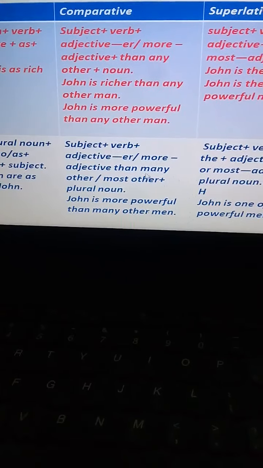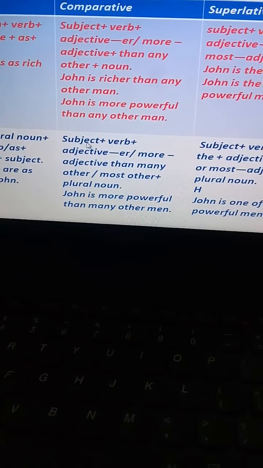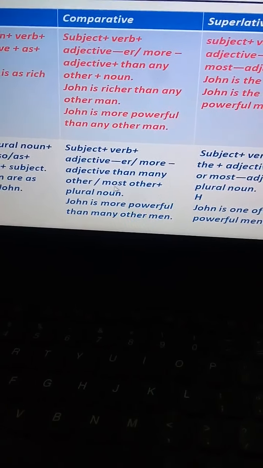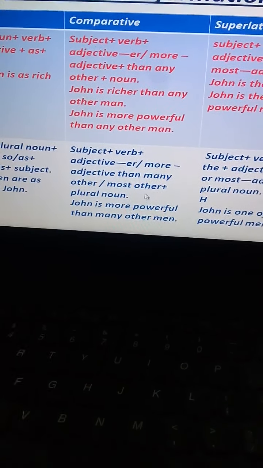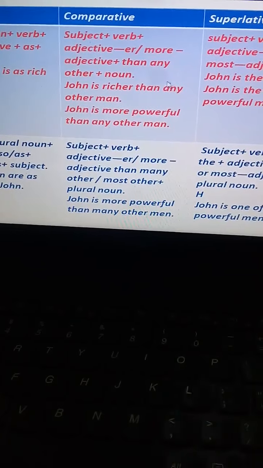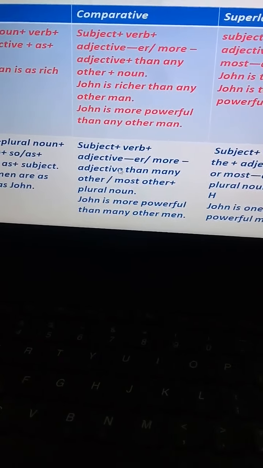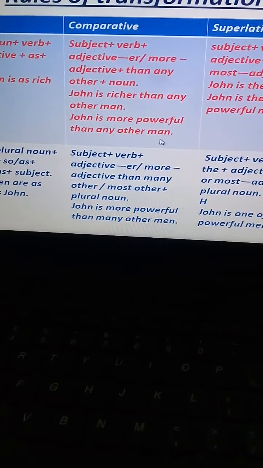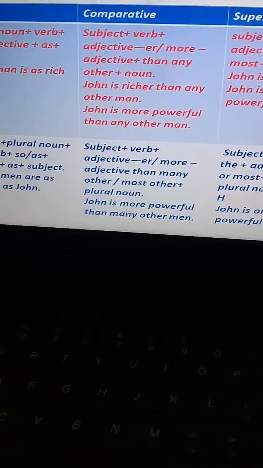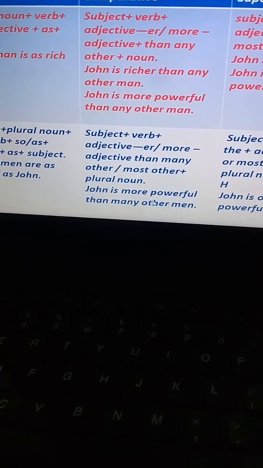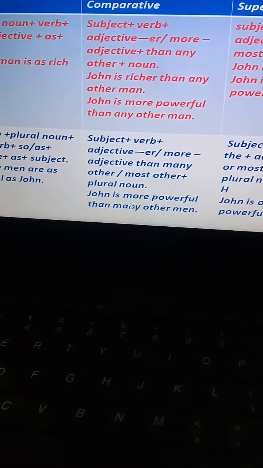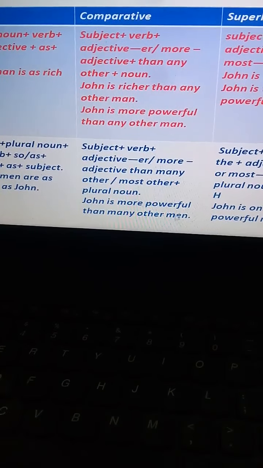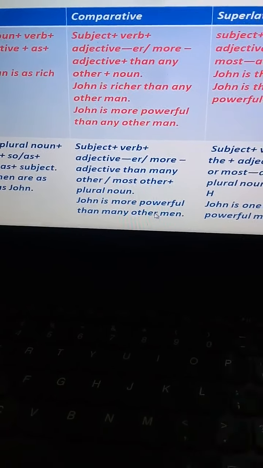Okay, in comparative form, look at the structure: subject, verb, adjective with er or more plus adjective, then many other or most other. I have written than any other in the first structure, and in this structure I have written many other or most other instead of than any other. So look at the example. John is more powerful than many other men. Men is a plural noun.